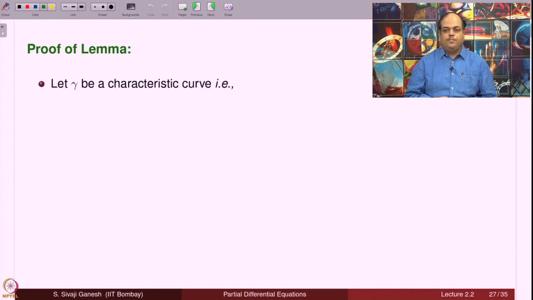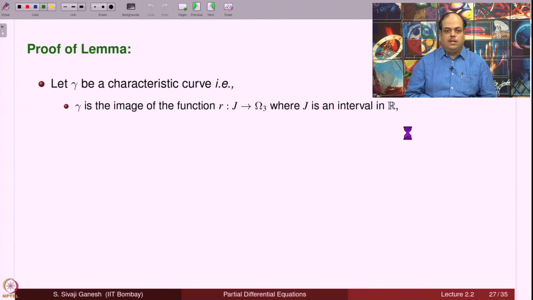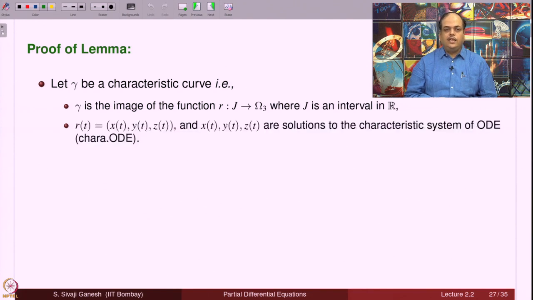So, proof of the lemma. Let gamma be a characteristic curve, that means first of all it is the image of a function. Because it is sitting in omega 3, there are 3 components, let us write r(t) equal to (x(t), y(t), z(t)), and x(t), y(t), z(t) are solutions to the characteristic system of ODE. Let phi be a reparameterization of gamma given to us, j tilde is given such that this phi is a diffeomorphism.